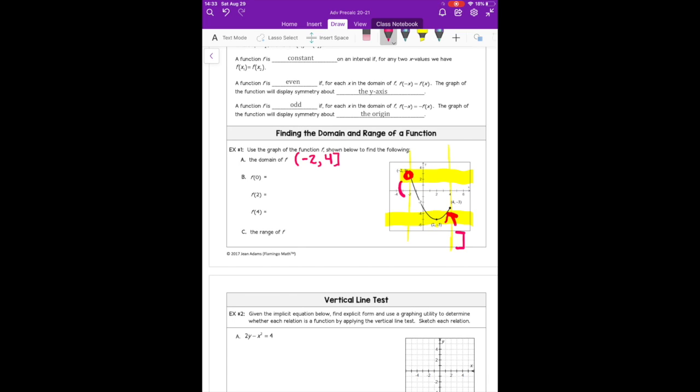But the bottom y value, so remember range is y, domain is x, is -5, and it is smooth, meaning everything has a point up until 3. At -5, it's a point, so that means it's a bracket. At 3, it is a parenthesis because it is an open circle up here.